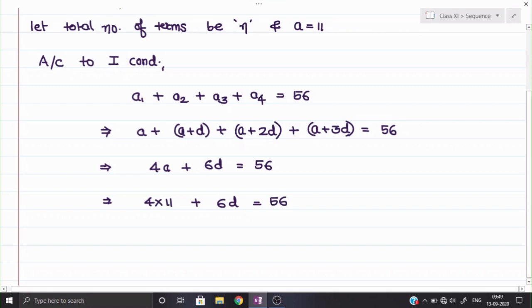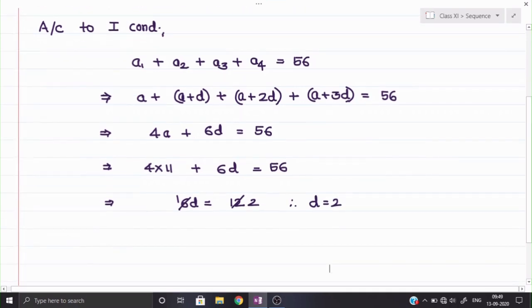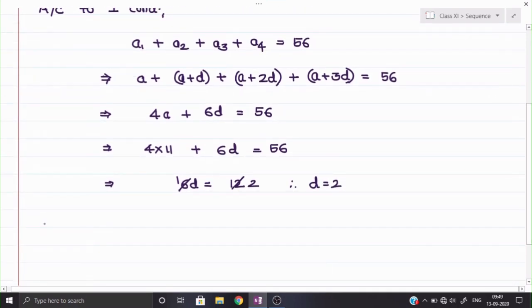4 into 11 is 44, and 44 will go to that side. Subtracting from 56, it will remain 12. 6 ones are 6, 6 twos are 12. So we can say that D will be equal to 2. Now let us see the second condition. So here we shall say, according to the second condition.